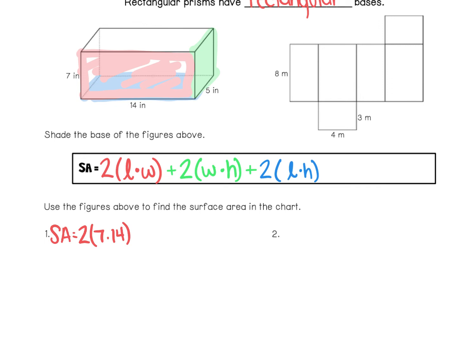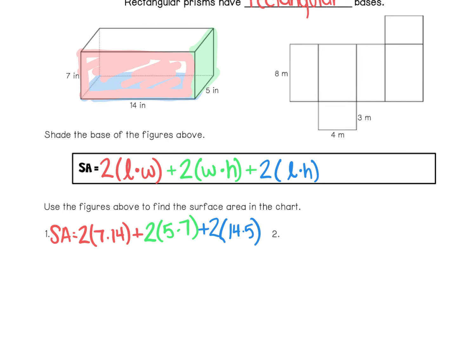That works too. Okay, so for my red one, again, we said the red one was 7 by 14, right? And then I'm multiplying it by 2 because I've got this one up front, and then I'm going to have one in the back that matches that. Okay, then I'm going to switch over to what I used for green and say 2 times the width times the height. So the green we said was 5 by 7, right? And then going back to what I started with for blue, 2 times 14 by 5.